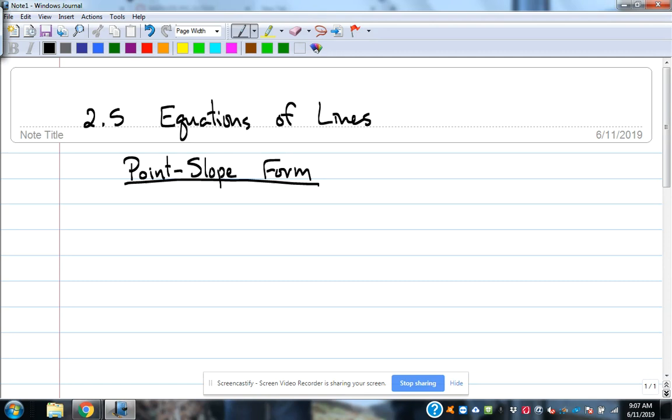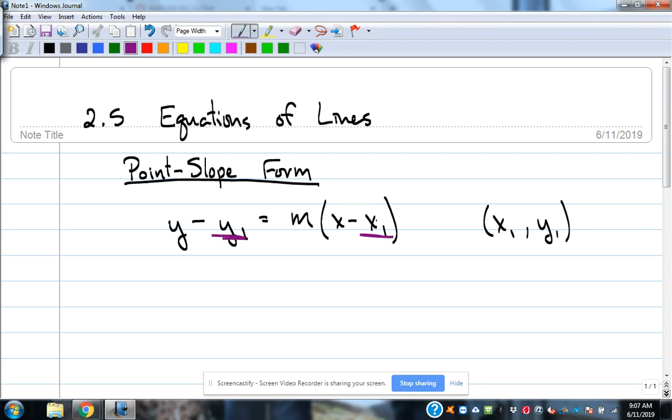The difference is instead of having the slope and the y-intercept, we've got the slope and one ordered pair or point that's on the line. So it is this form, y minus y1 equals m parentheses x minus x1. The ordered pair that we're dealing with is x1, y1. Those are subscripts for the x and the y value from that ordered pair. This is still the slope that we talked about last week. It's that same rise over run, the change in y over change in x that we dealt with last week.